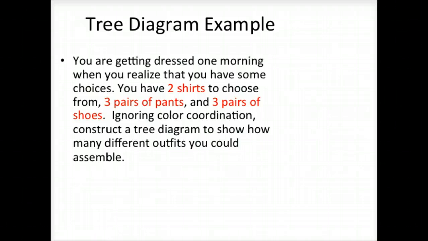So for a tree diagram we're going to do first, here's a sample problem that you might encounter. You're getting dressed one morning when you realize you have some choices to make. You have 2 shirts to choose from, 3 pairs of pants, and 3 pairs of shoes. Ignoring any color combination, coordination, or fashion, construct a tree diagram to show how many different outfits you could assemble.